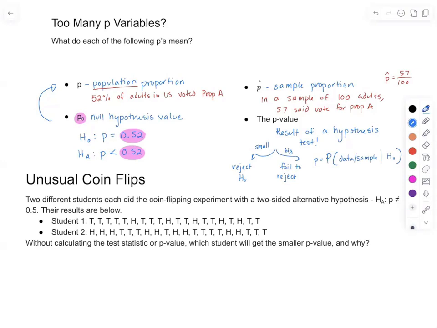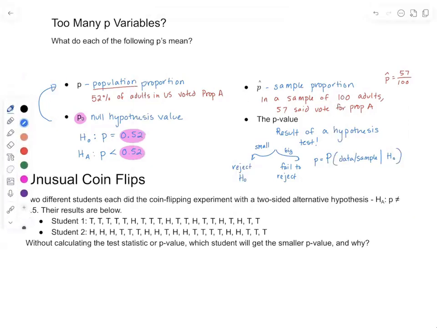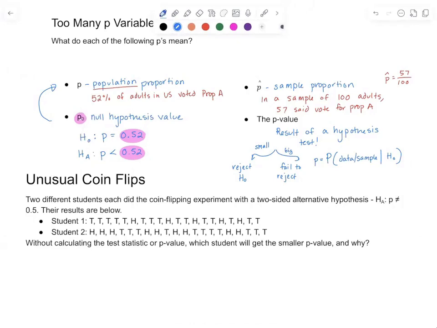Now, let's just look at an example to think about from a very high level what the p-value is telling us. So here we have two different students doing a coin flipping experiment. And in both cases, they have the same two-sided alternative hypothesis, that p is not equal to 0.5. Now, remember, we've talked about this in previous videos, but that is the same thing as saying that the coin is not fair.